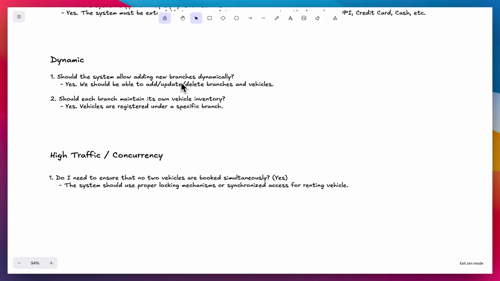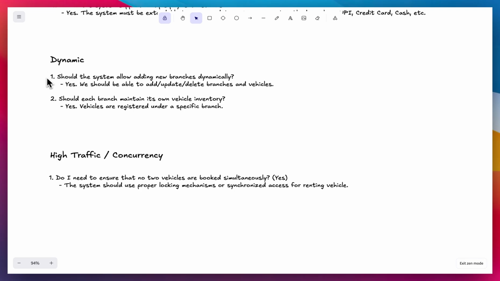And similarly, each branch would have many vehicles, right? So I should have the same thing for that as well. Like I can add a vehicle, remove a vehicle, and so on and so forth. So this should be your second point. That is, should each branch maintain its own vehicle inventory? Yes, and you should be able to perform CRUD operations on that.